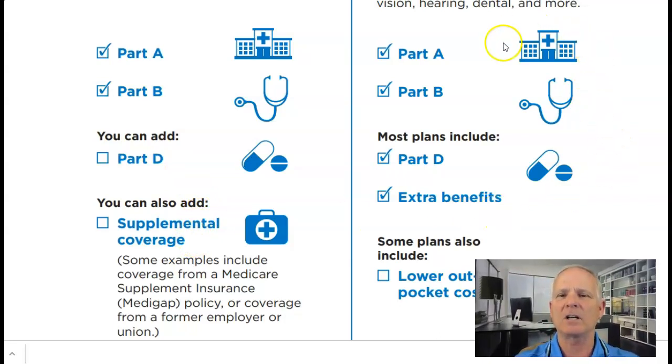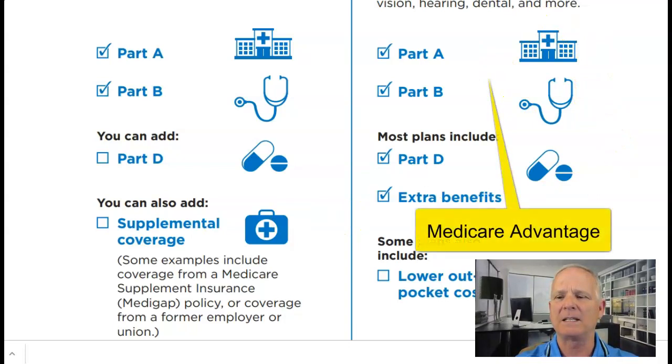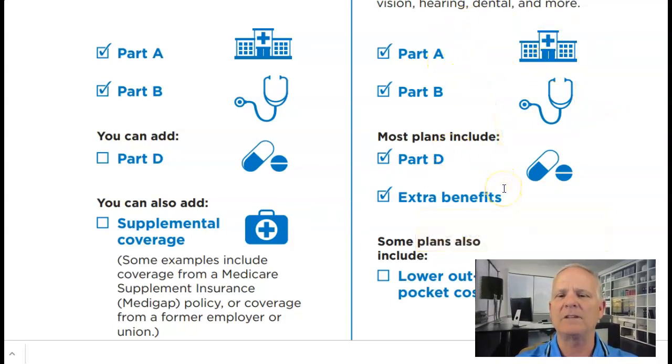Then on the right, we talked about Medicare Advantage plans. It's a package. It's going to cover A, B, and D. Also have some extra benefits, and it can help lower your out-of-pocket cost. Average cost on that is around $30 per month, but it could vary anywhere between $0 to $200, depending on the plan and the area.